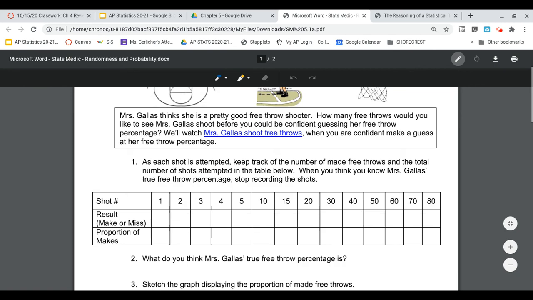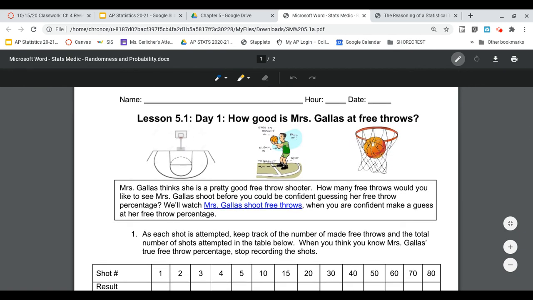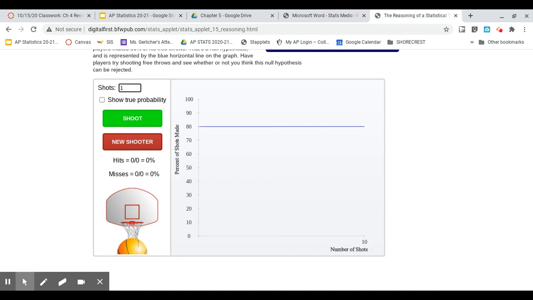Mrs. Gallus, who is the teacher who made this worksheet, says that she has an 80% free throw rate. So as in, on average, she makes 80% of the free throws that she attempts. So we are going to test out that claim that she makes with some probability here. So this app is going to represent her actual shooting.